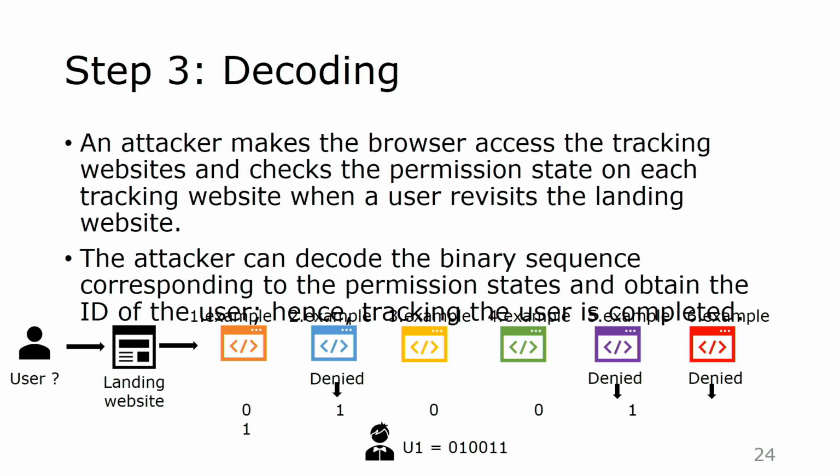In step 3, decoding, when the user visits the landing website, their browser loads the malicious code. This code makes the browser access the tracking websites and check the permission state on each tracking website. The attacker can decode the binary sequence corresponding to the permission statuses. Then the attacker obtains the user ID. So this means that the attacker is able to track the user.